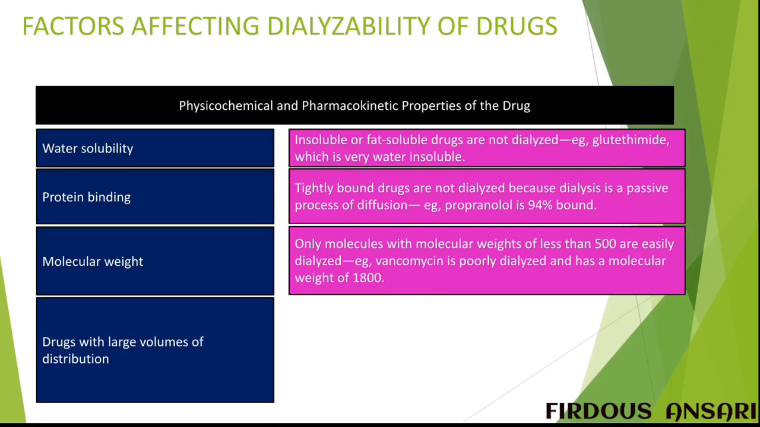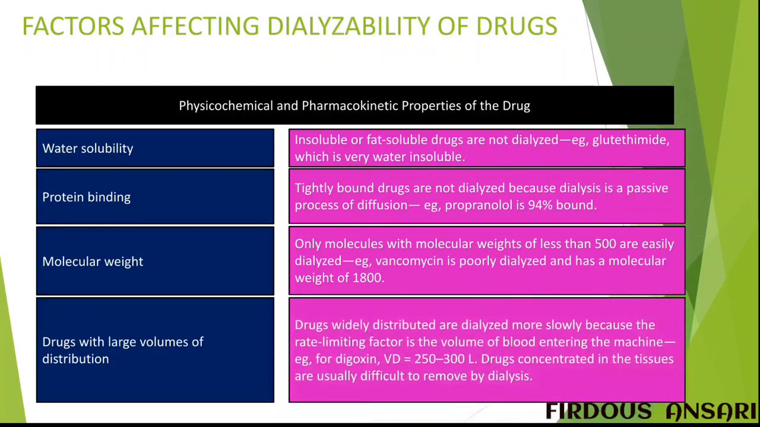Drugs with large volumes of distribution. Drugs widely distributed are dialyzed more slowly because the rate limiting factor is the volume of blood entering the machine. For example, for digoxin, the volume of distribution is 250 to 300 liters. Drugs concentrated in the tissues are usually difficult to remove by dialysis.